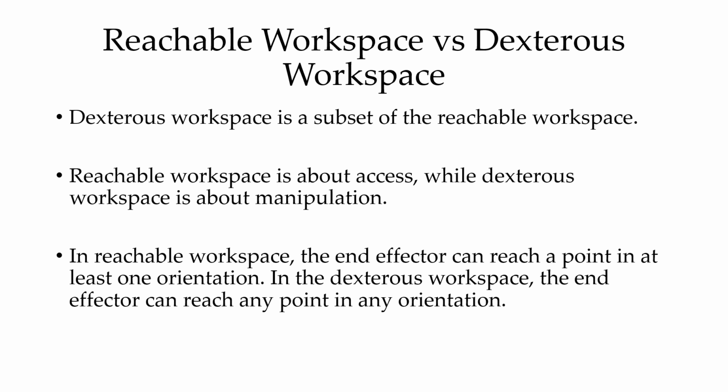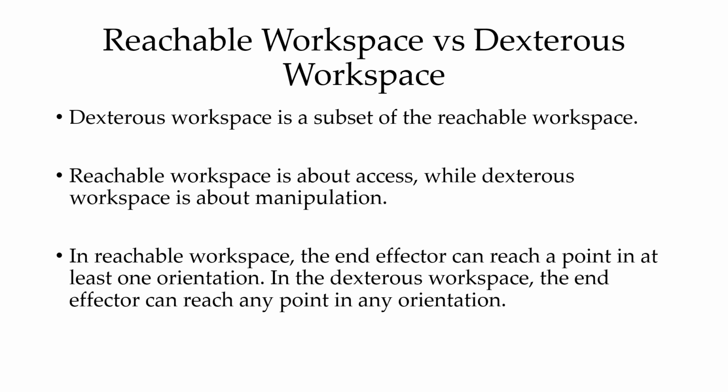For it to reach there, that is what we call reachable. That space will be under the reachable workspace. But in the dexterous workspace, the end effector should not only reach but also should be able to orient itself in any direction. So that space will be under the dexterous workspace. So basically, the reachable workspace will be a big area, the maximum area where it can reach, while the dexterous workspace will be the area where it can manipulate freely. So these are basically the differences between reachable workspace and dexterous workspace.